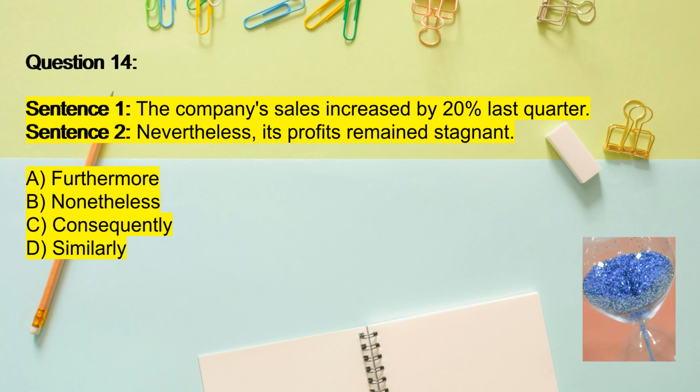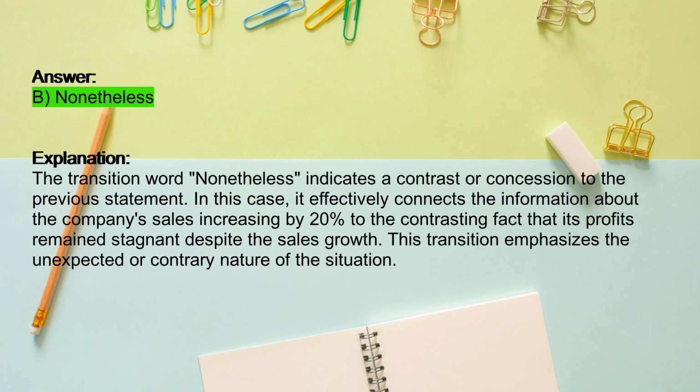The transition word nonetheless indicates a contrast or concession to the previous statement. In this case, it effectively connects the information about the company's sales increasing by 20% to the contrasting fact that its profits remain stagnant despite the sales growth. This transition emphasizes the unexpected or contrary nature of the situation.